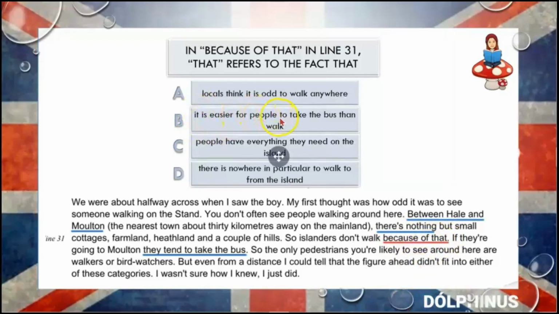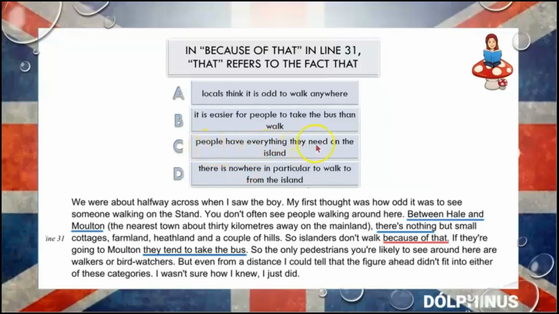B, it is easier for people to take the bus than walk. Well, it is mentioned, but if you realize because of that, whatever that's making reference to will be previously and not after. So if the bus was mentioned before, then it could have been possible, but as it's mentioned after, that makes it incorrect. That is not making reference to the bus.